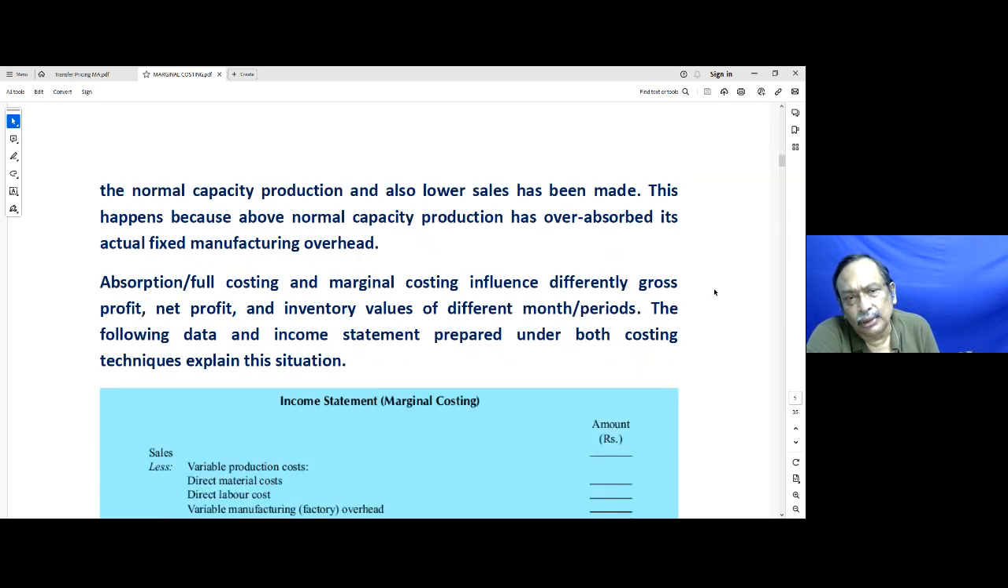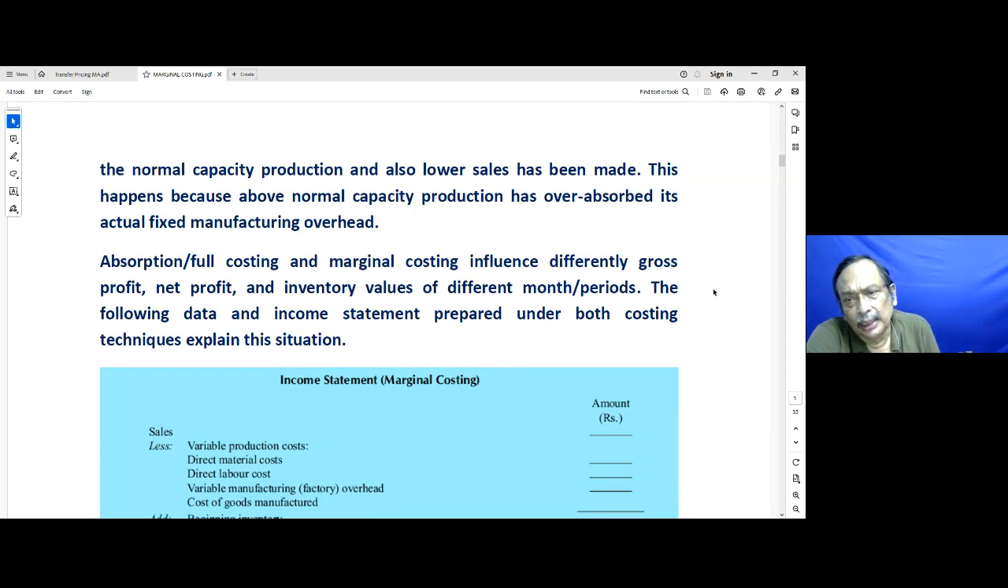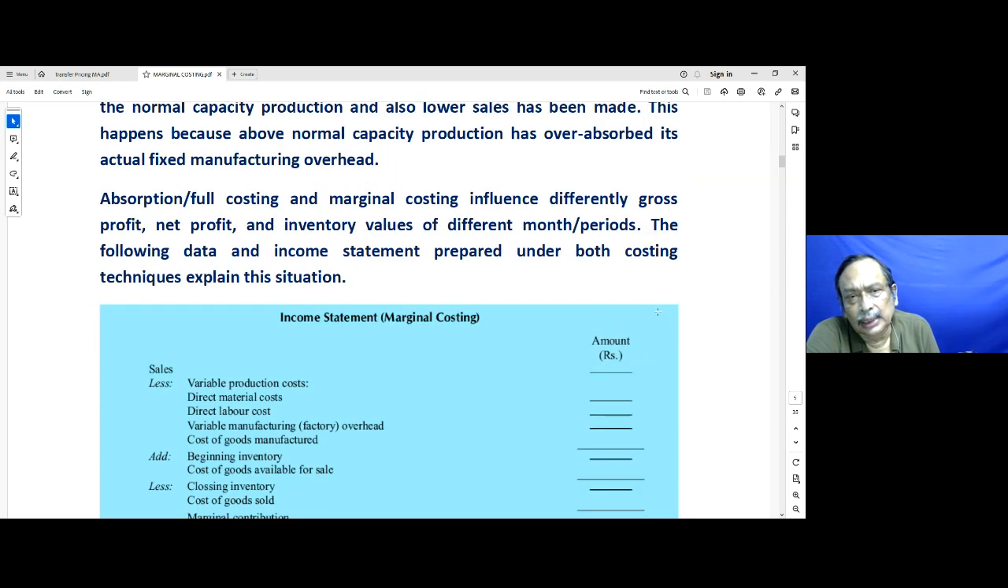Absorption of the full costing and marginal costing influence differently gross profit, net profit and inventory values of different months and periods. Okay. Now we are coming to income statement.